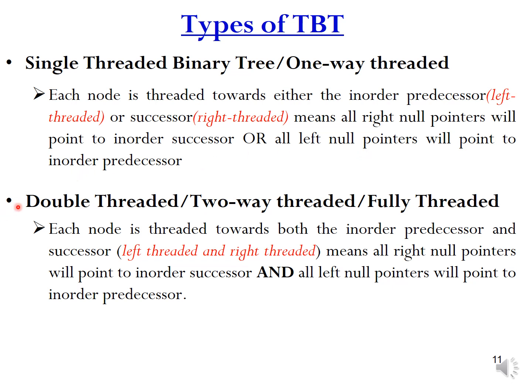And the second category is double threaded, which means the null pointers can be used simultaneously. Both the left as well as the right pointers can be used. So this is known as double threaded, also known as two-way threaded or fully threaded. In this, each node is threaded towards both the in-order predecessor and successor. It means it is left threaded and right threaded simultaneously. All right null pointers will point to the in-order successor, and all left null pointers will point to the in-order predecessor.